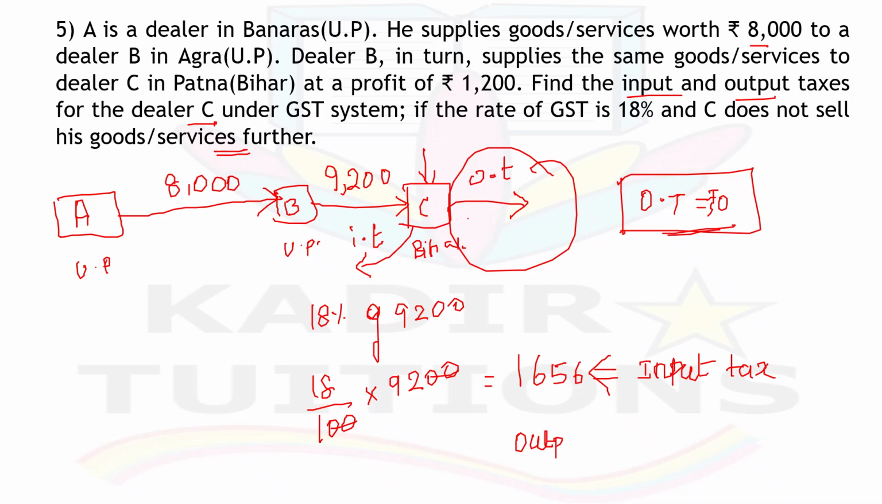Why is output tax 0? Because the person C is not going to sell the product or goods to anybody further. Then how can he collect the output tax? So that's why 0. So the input tax is 1,656 and the output tax is rupees 0. This is the answer.